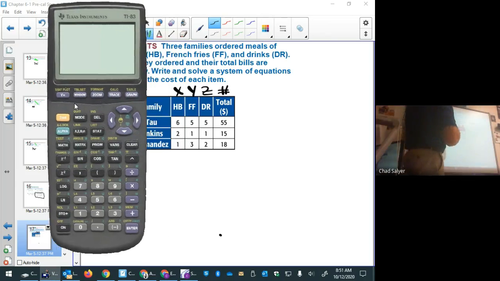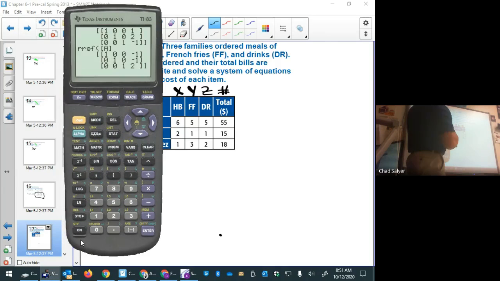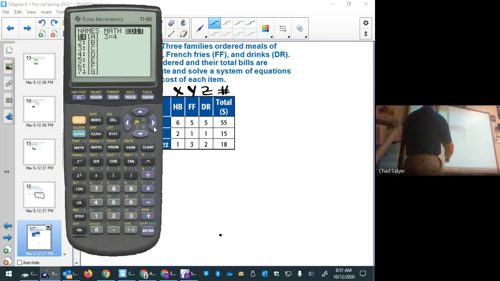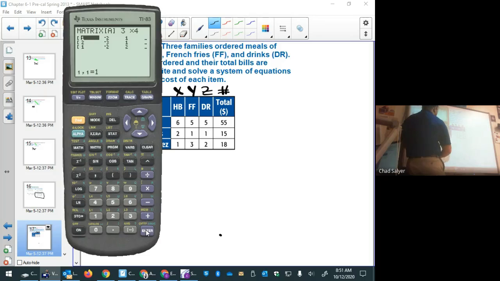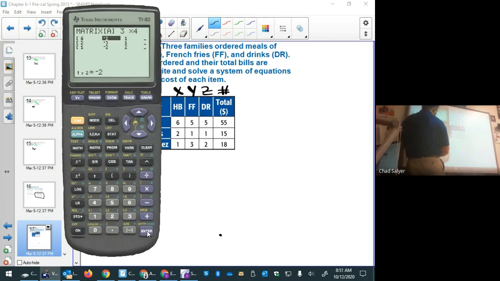So we can create an augmented coefficient matrix from this information. We go to matrix, edit, 3 by 4. The dimensions are already correct. I'm going to say 6, 5, 5, 55, 2, 1, 1, 15, and 1, 3, 2, 18.